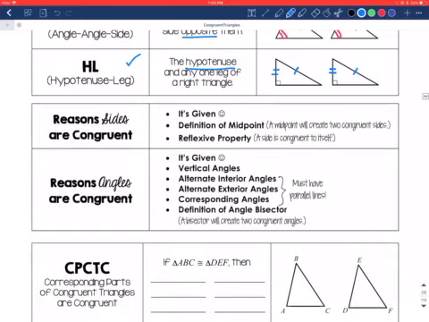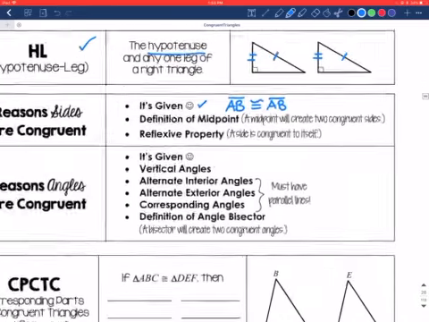All right, so reasons sides are congruent. It could just be given. They could just tell you, hey, side AB is congruent to side AB. And they're not lying to you. You just take their word for it, okay? There could also be a midpoint. A midpoint will create two congruent sides.